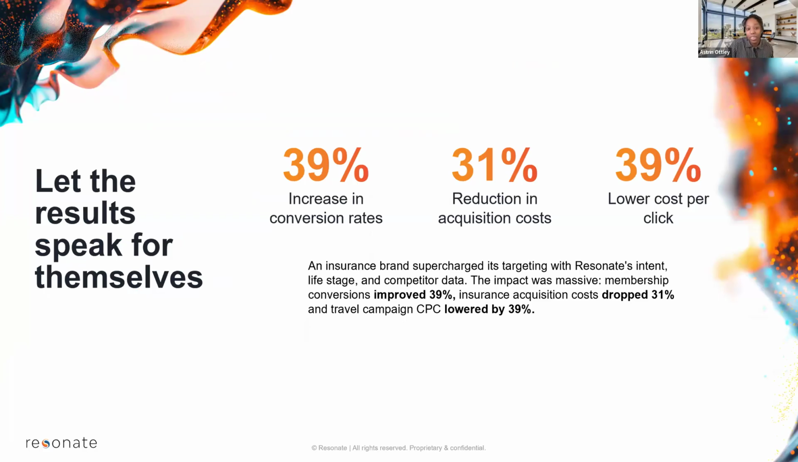So we kind of like to let the results speak for themselves. It's something we always like to highlight in a few of our webinars. We had an insurance brand, I believe it was, that significantly enhanced their performance by leveraging Resonate intent data. I believe life stages was also included, and competitor data. They were able to increase membership conversions by 39%. They reduced acquisition costs by 31%, and they were able to see a reduction in their cost per click by 39%.